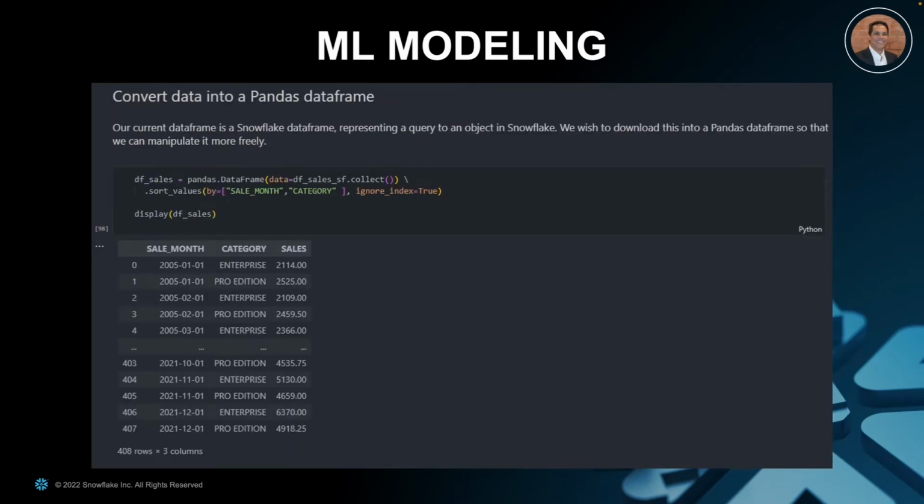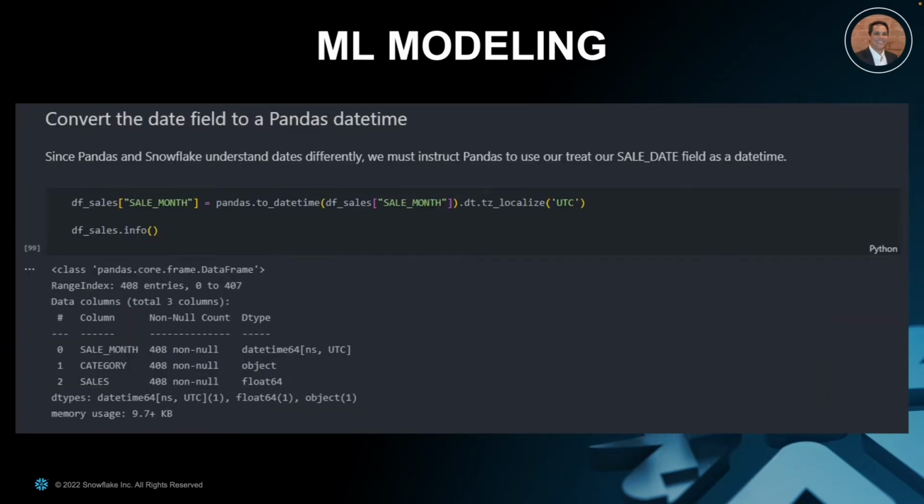Now, to use this in our machine learning model, we need to do a little bit of conversion work. As Chris mentioned, Snowflake data frames are a little bit different than pandas. So we're going to convert that over with a little statement like this, saying, take this Snowflake data frame and create us a new pandas data frame. And you can see the data that we have again: month of sales, the category of the sales, and the actual sales amount.